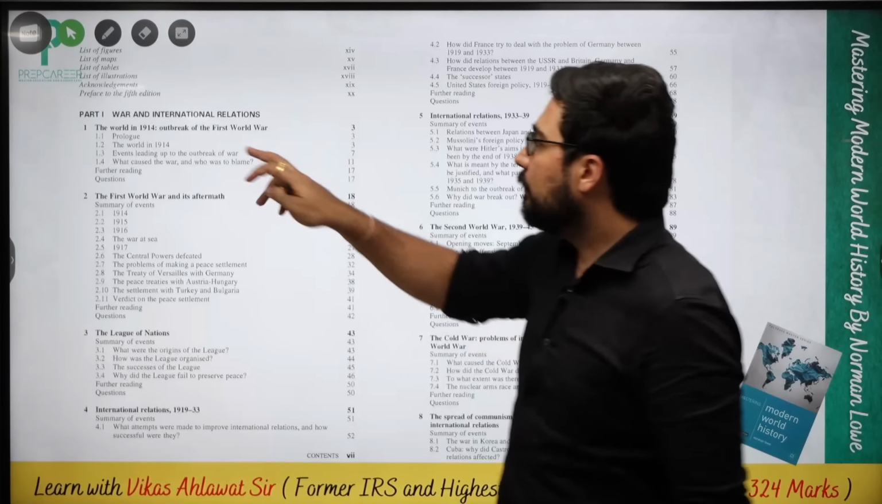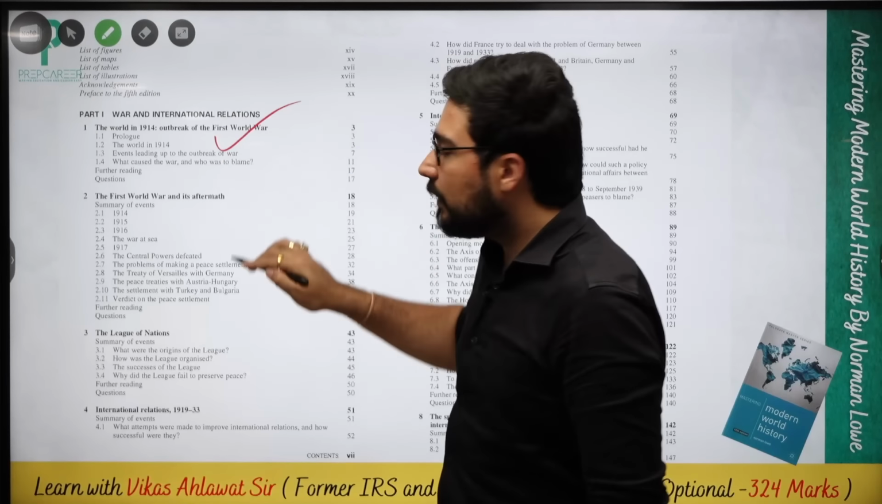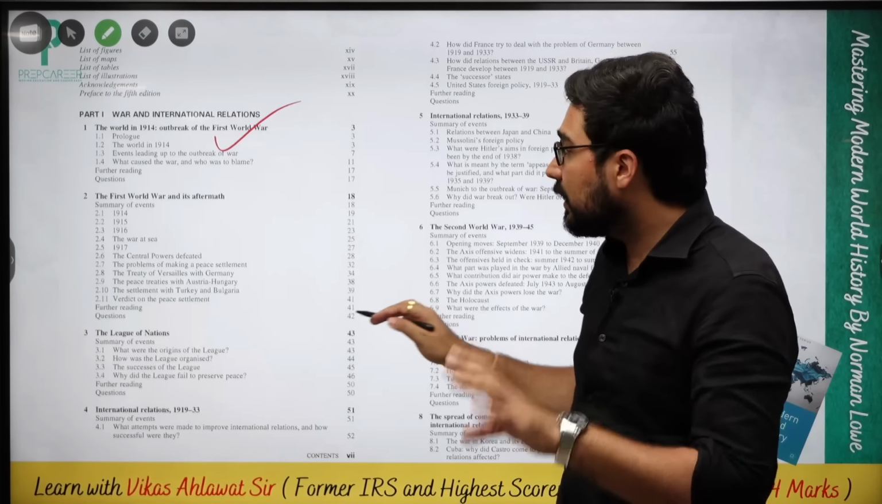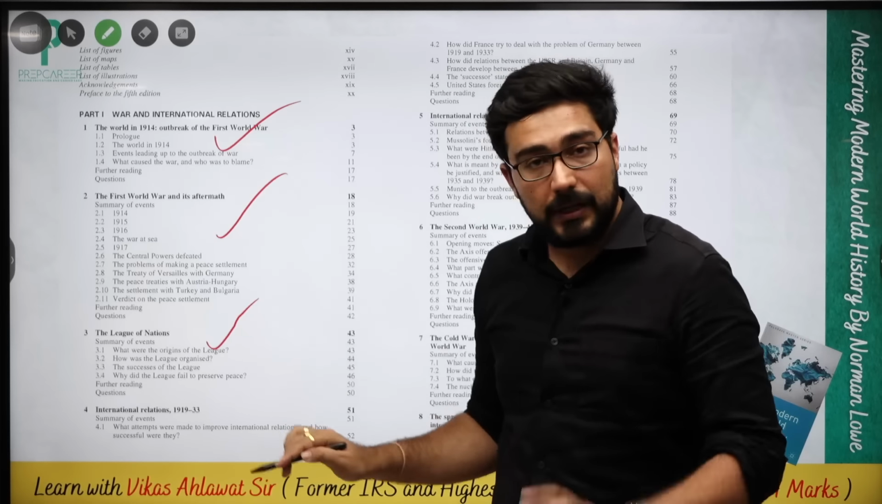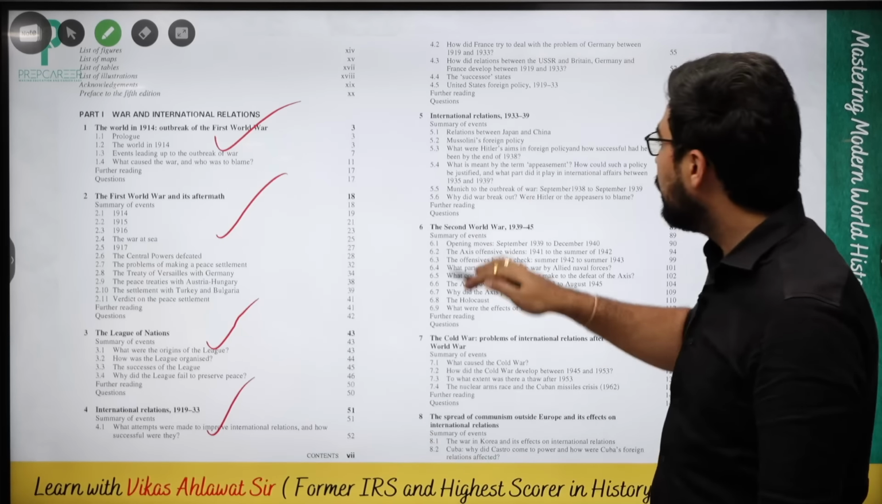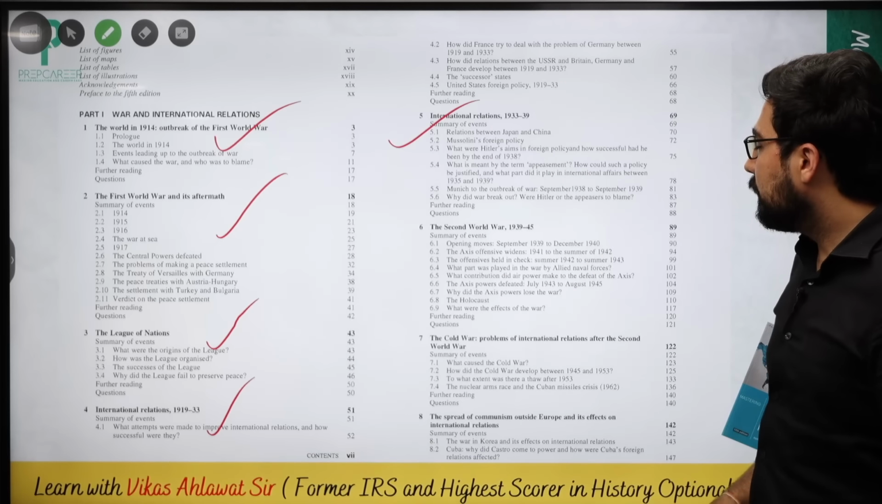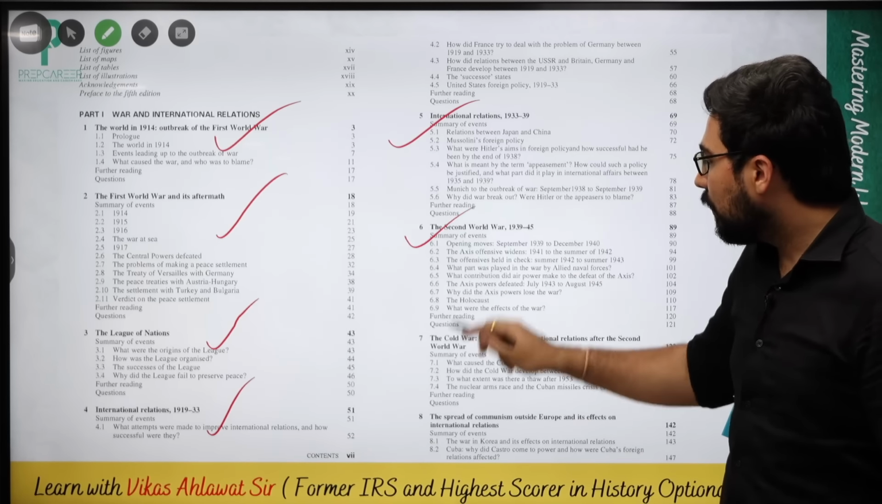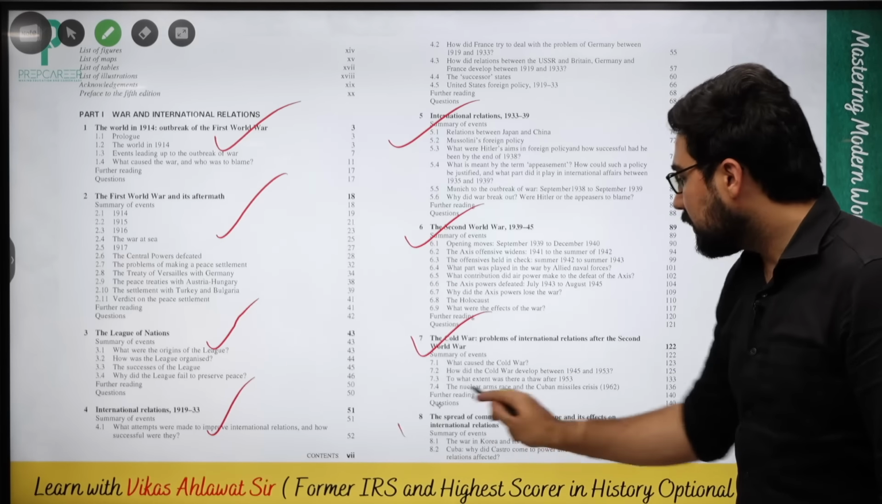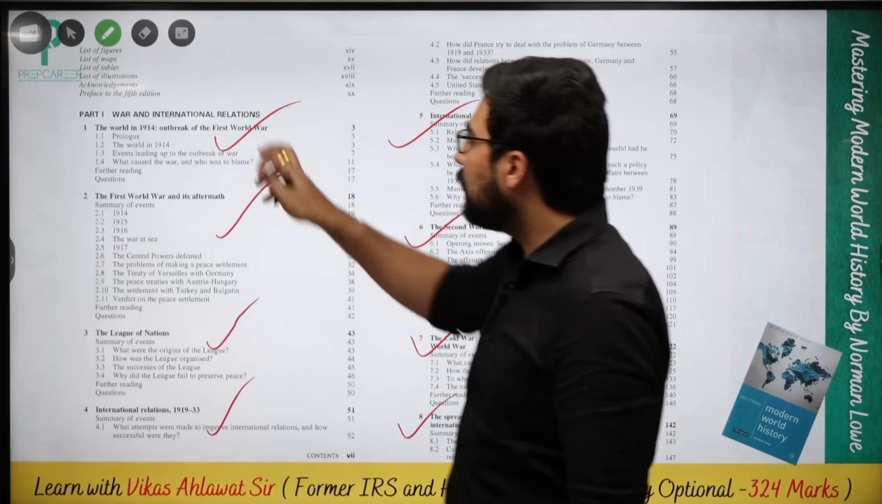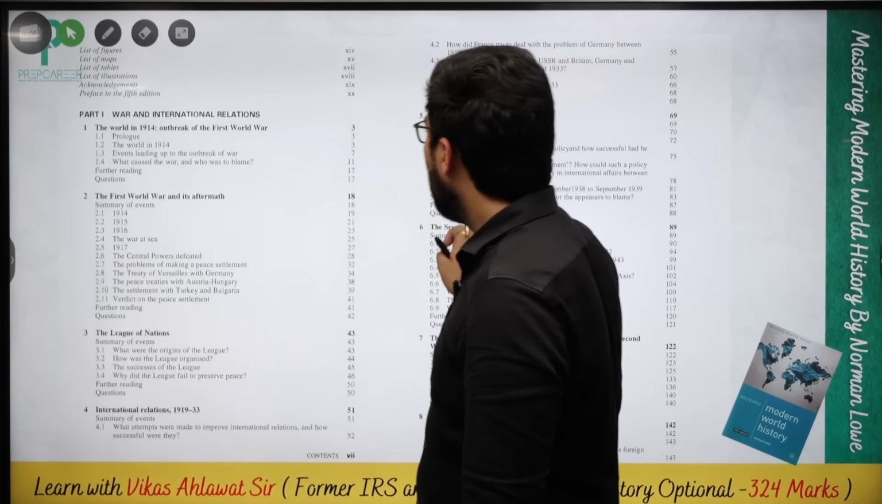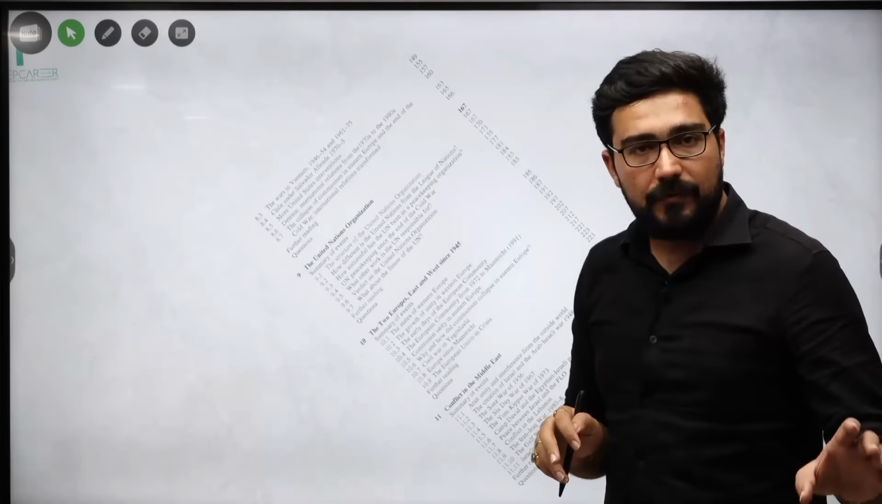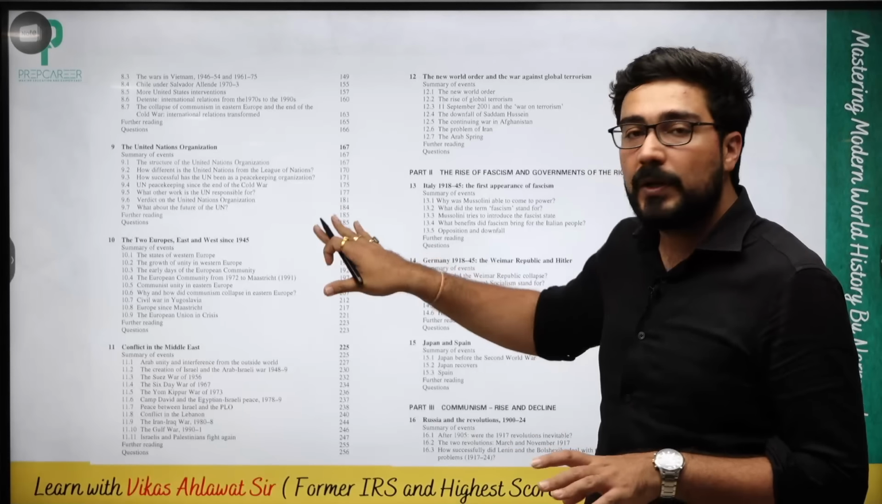Okay, so the First World War is given very well along with historiography, so it becomes a very relevant source. First World War, League of Nations directly given, international relations in between, okay, from 1933 to 39, Second World War, Cold War, even the spread of communism. So the initial 8 chapters are all important from Norman Lowe. We have left this chapter from Ranjan Chakrabarti because here it is given in a better manner.